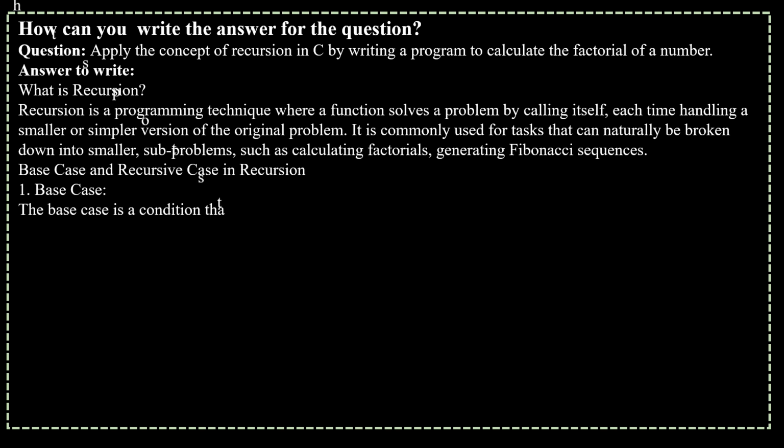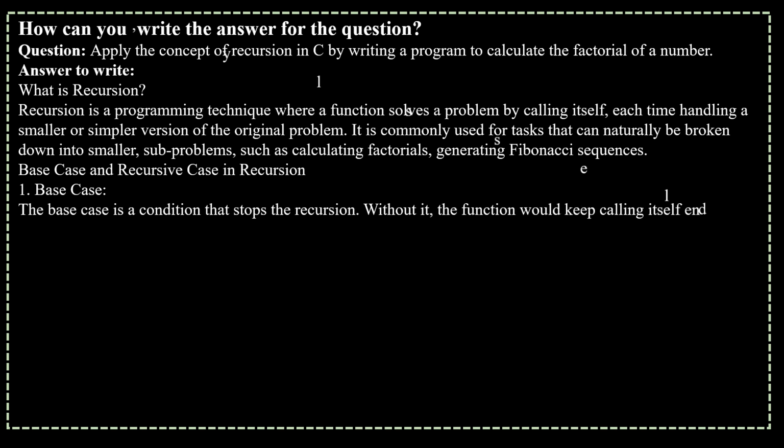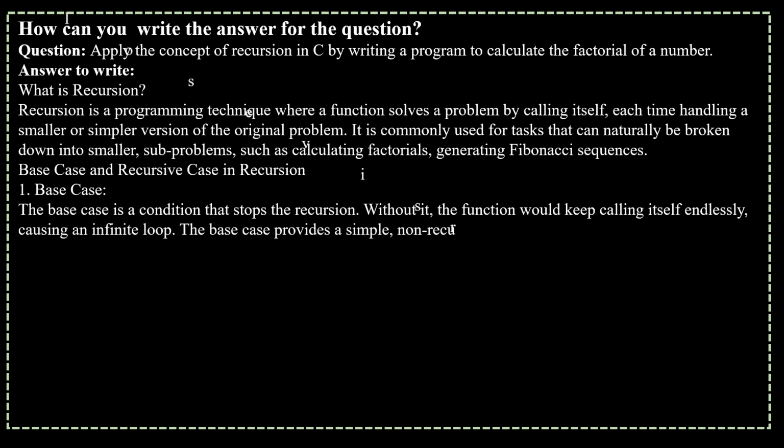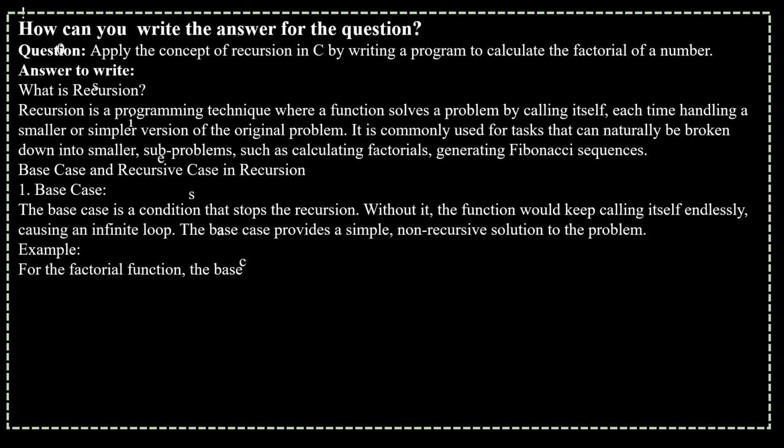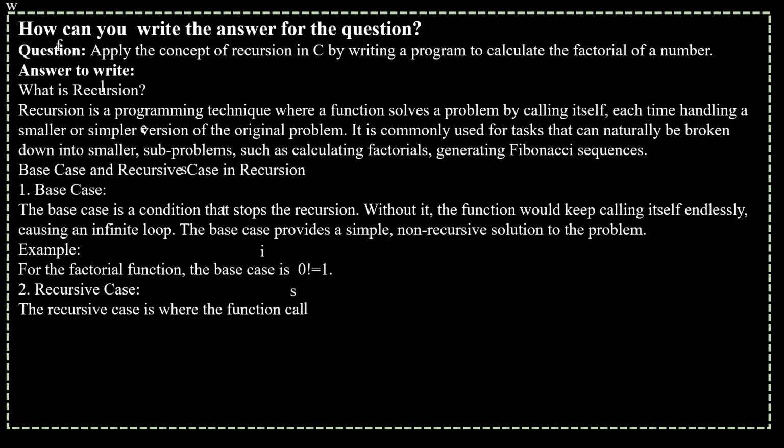Base case and recursive case in recursion. 1. Base case. The base case is a condition that stops the recursion. Without it, the function would keep calling itself endlessly, causing an infinite loop. The base case provides a simple, non-recursive solution to the problem. Example, for the factorial function, the base case is 0! = 1.